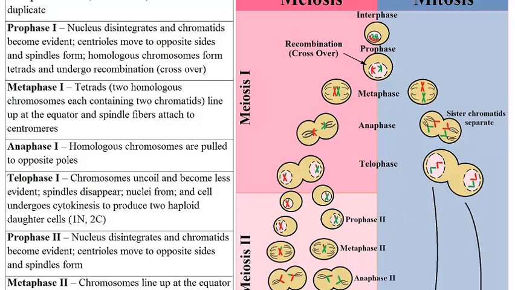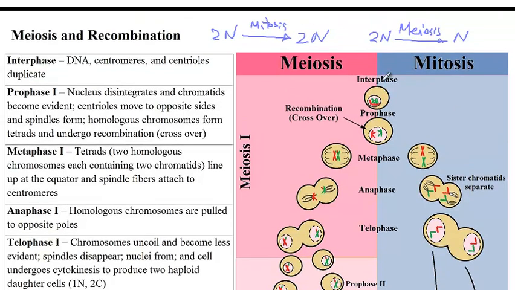So what happens with mitosis? We had one replication and one division, as a consequence of which 2N yielded 2N. In meiosis, we have one replication but two divisions. That's why 2N will yield 1N, because we have one extra division.